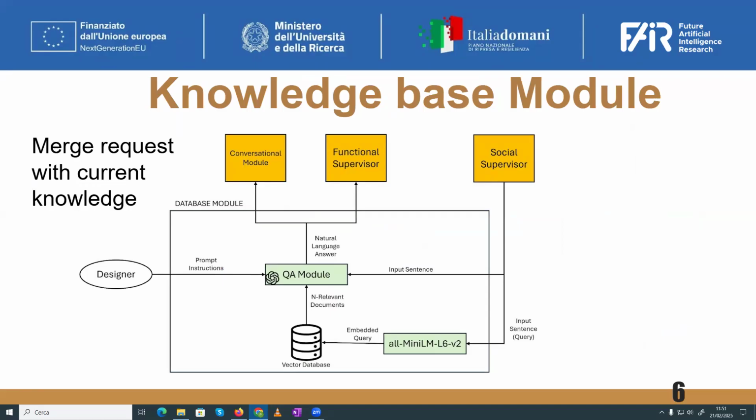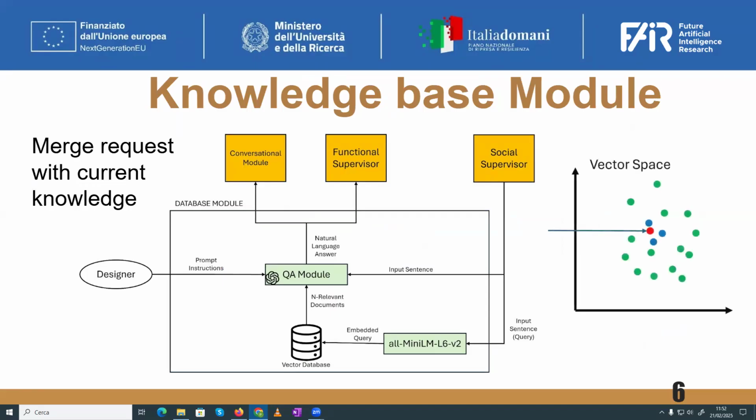Then we have the knowledge-based module, which is the long-term memory of the robot. We use this to store into a vector database the information related to the domain in which the robot performs, for example, the files related to a university domain. But we can also store in this database information related to the users that interact with the robot and the history of past conversations. So this allows the robot to remember what was told in previous conversations.